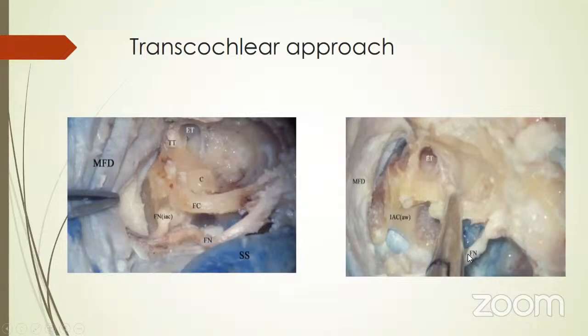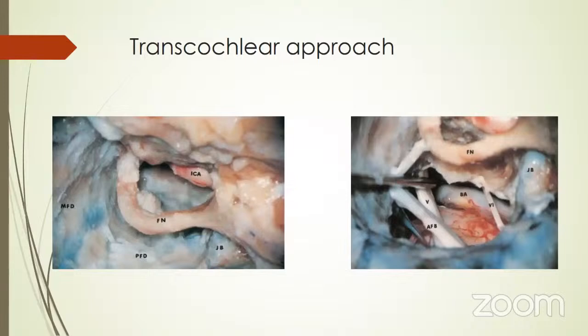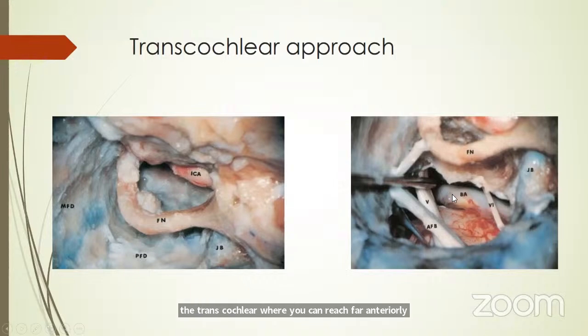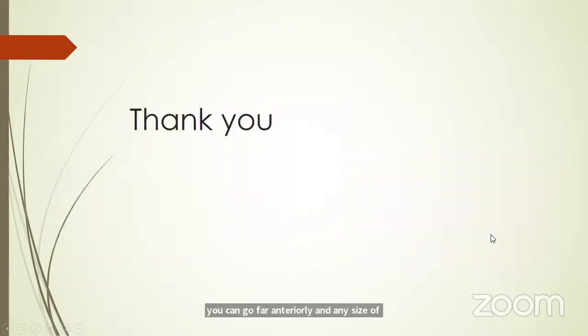So large acoustic neuromas, like more than 3 centimeter large epidermal tumors reaching anteriorly, can be very well removed by this approach. For example, this is the transcochlear approach, where you can reach far anteriorly. As Dr. Vinod sir told, you can reach the basilar artery as well as the clivus. Far anterior reaching tumors can be removed with this approach. First, you have to take control of the internal carotid artery, and after that, you can go far anteriorly, and any size of the tumor can be removed with this approach.